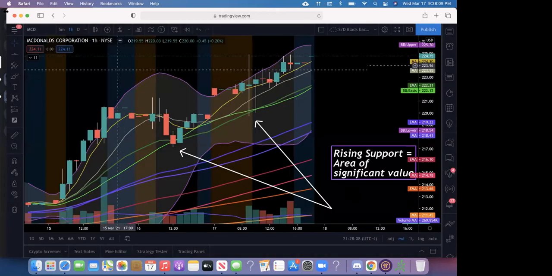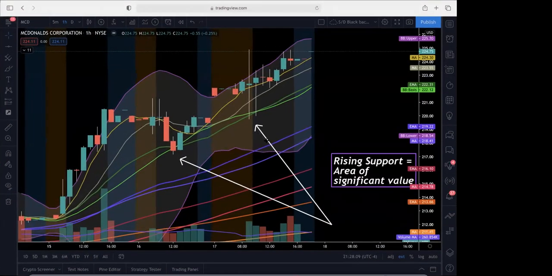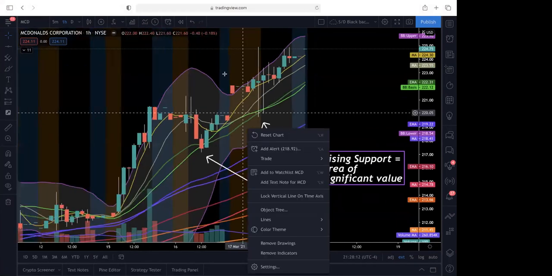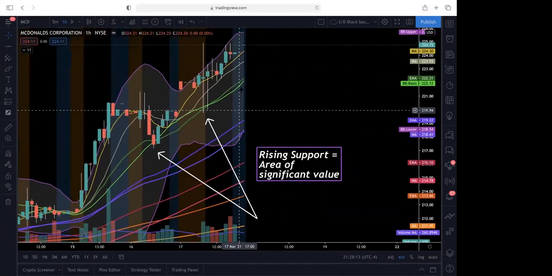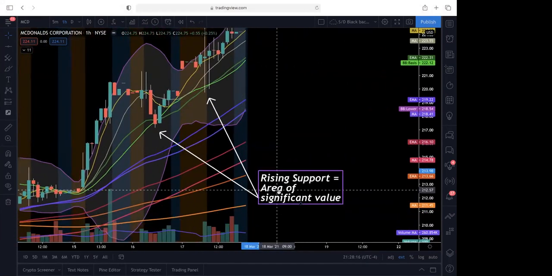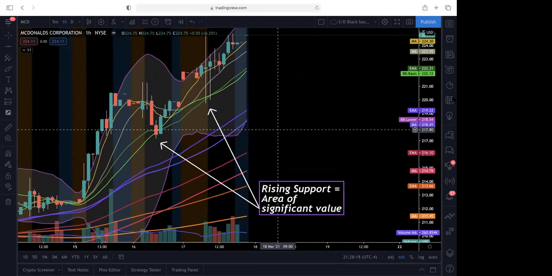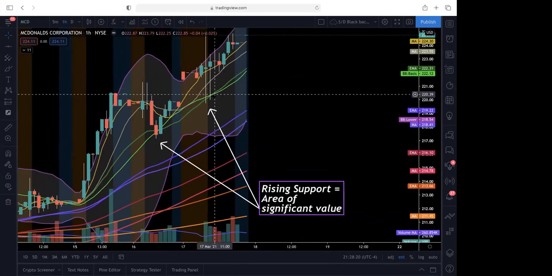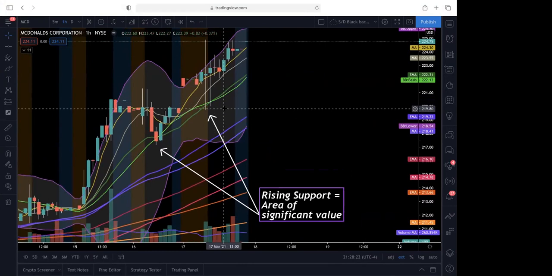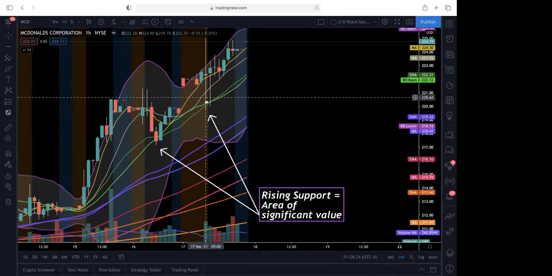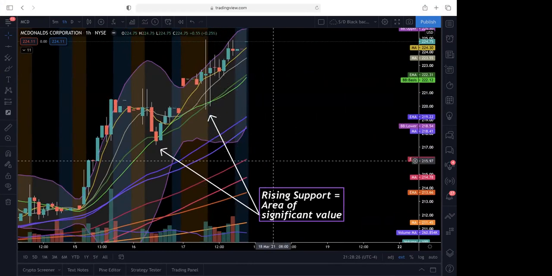All right, so here's a random one, and I wrote some notes here. Let me zoom out a little bit. It's just general education for any trade you take. So right here, I took a trade this morning on McDonald's. This is the 1 hour time frame, this morning. And what I'm pointing out to you guys is that rising support is a very significant area of value.